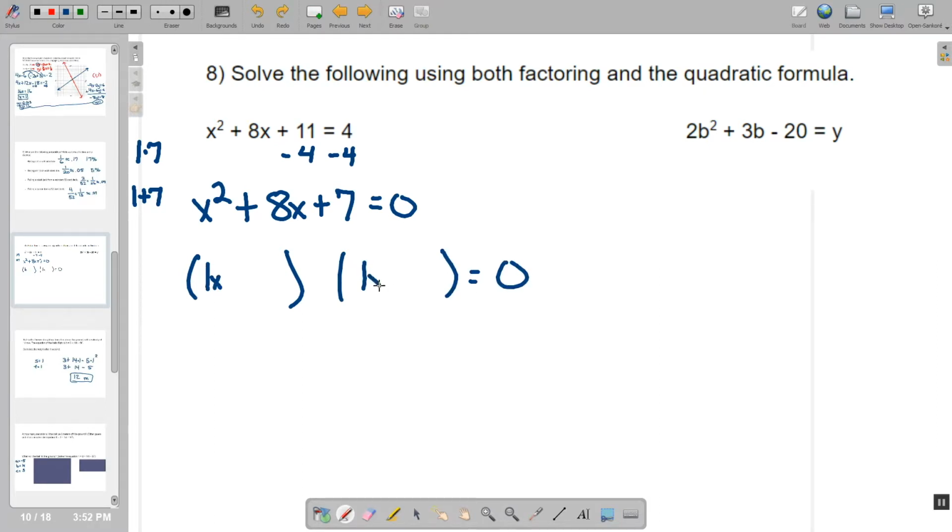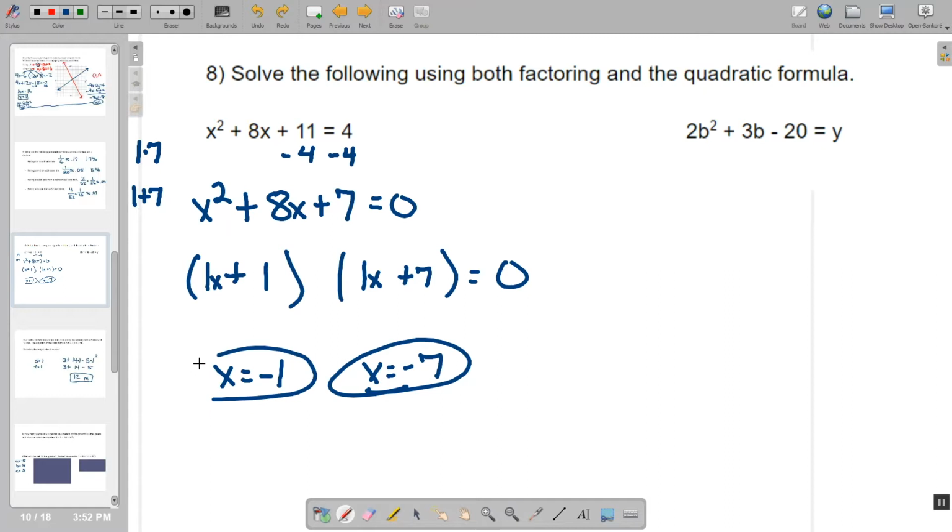x plus 1 and x plus 7, giving us x is equal to -1 and x is equal to -7 as our answers. Now, I'm going to pause this and do the quadratic formula over here on the right for you.